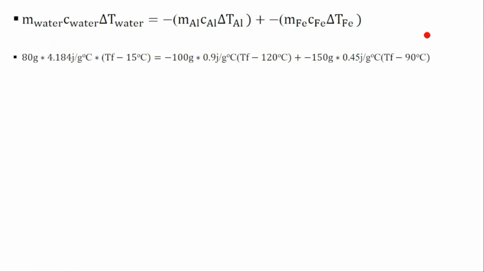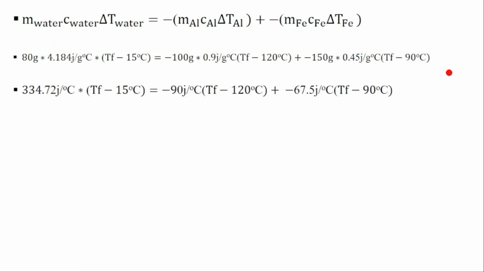The mass of water was given as 8 grams. The specific heat capacity of water was given as 4.184 joule per gram degree Celsius. TF minus 15 degrees Celsius, this is the initial temperature for the water. Then it will be equal to minus the mass of aluminium, 100 grams, times the specific heat capacity of the aluminium, TF minus the initial temperature of the aluminium, then plus minus 150, which is the mass of the iron, times 0.45 joule per gram degree Celsius as the specific heat capacity of the iron, and then TF minus the initial temperature for the iron.